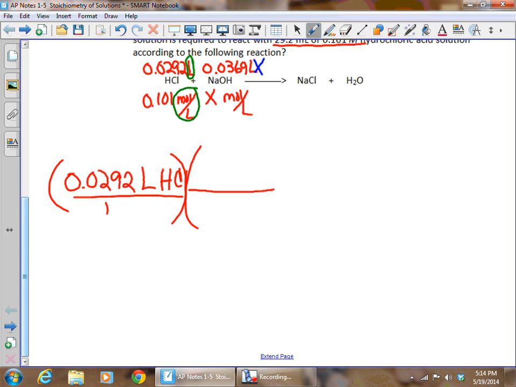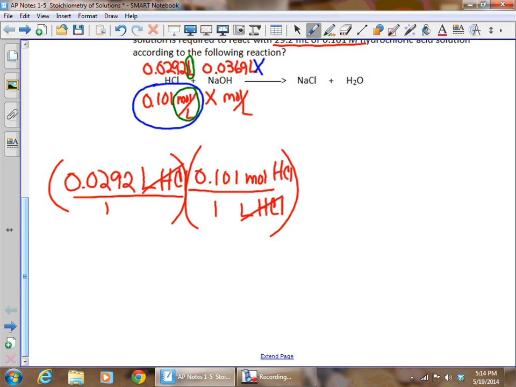Now, we may not know anything else about this problem, but we do know that liters of HCl have to go on the bottom. And since we have labeled this as moles per liter, it makes it easy to see that this value right here is going to be able to be used as a conversion factor in this problem. Now we need to put the understood 1 liter on bottom, the 0.101 moles of HCl on top. Now we're ready to switch substances.